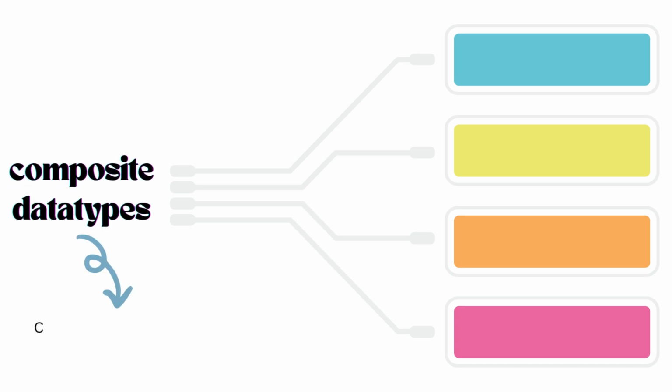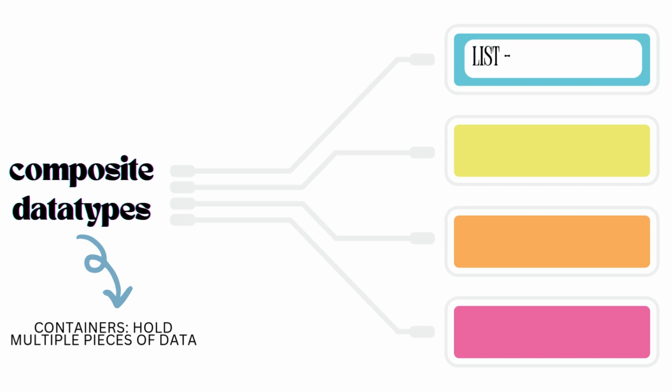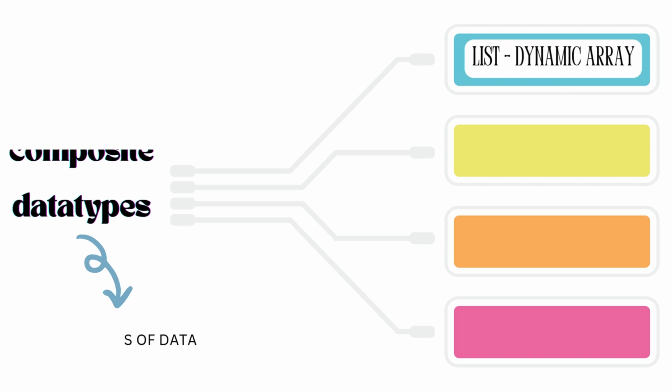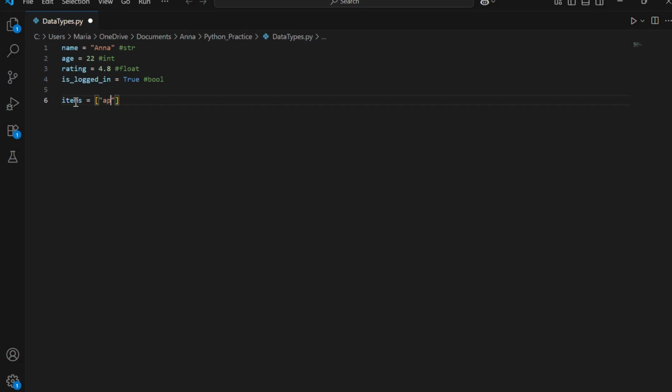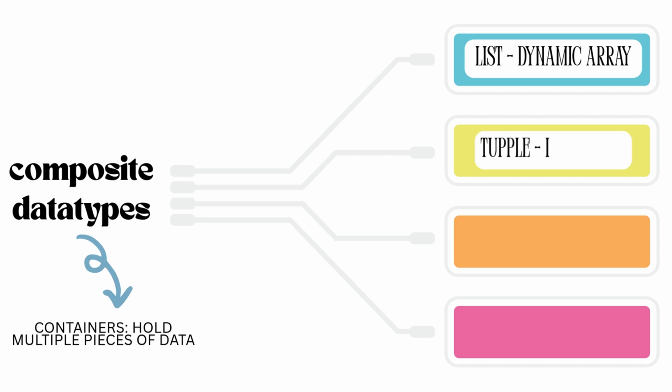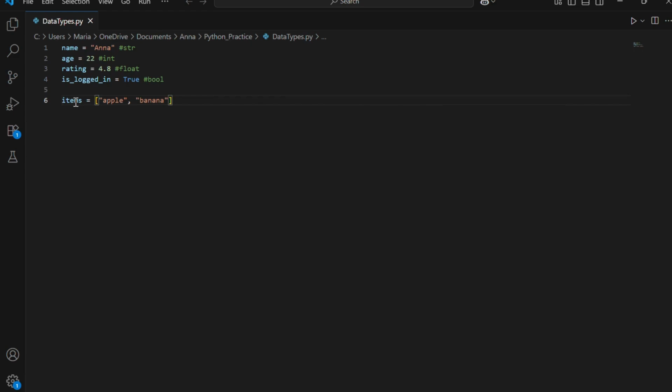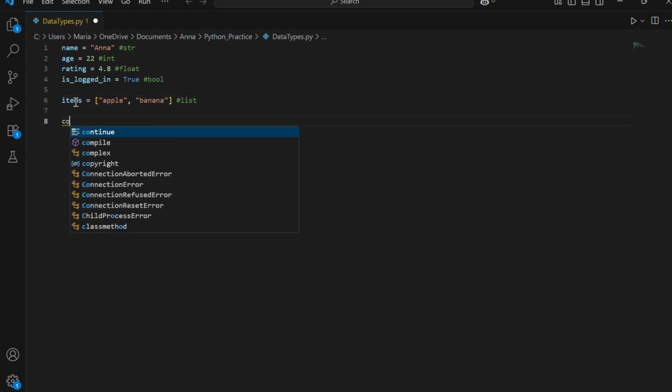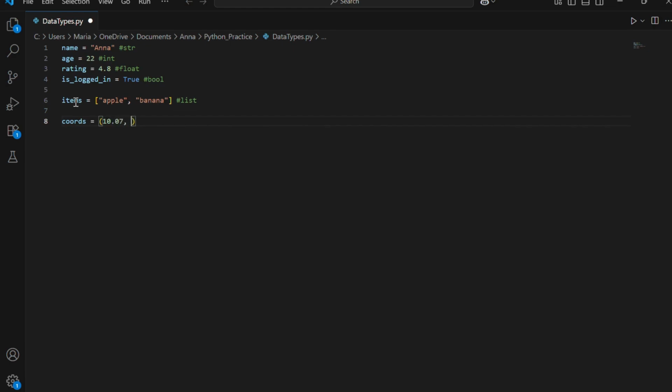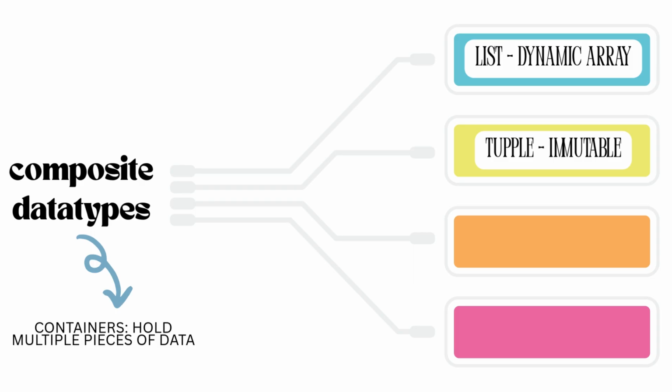Next, composite data types. These are containers. They hold multiple pieces of data. List, it is a dynamic array. Example: items = ["apple", "banana"]. Both these values are stored in items. Next is tuple. This is an unchangeable list. coords = (19.07, 72.87). These also hold multiple values, but you cannot make any changes to a tuple.